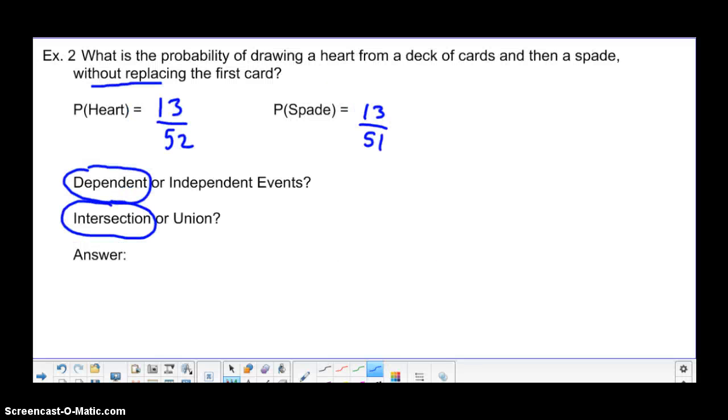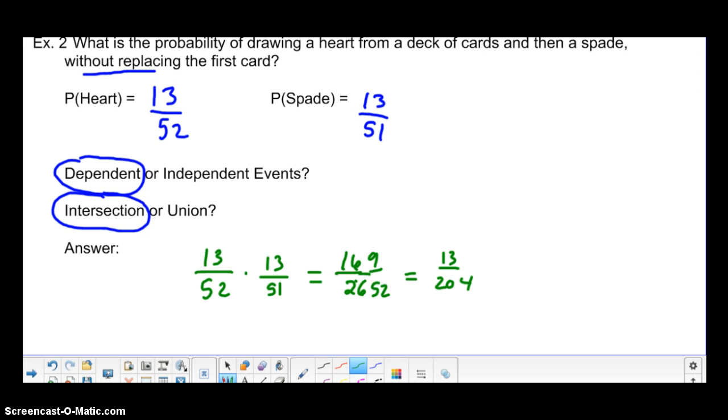1,296. Our next example, we have a probability of a heart being pulled from a deck, then a spade, without replacing. So you have 13 over 52, and then spade would be 13 over 51 because we wouldn't replace that heart. And these are dependent and intersecting, so we still would multiply. When you multiply them, you get 169 over 2,652, which would then simplify.